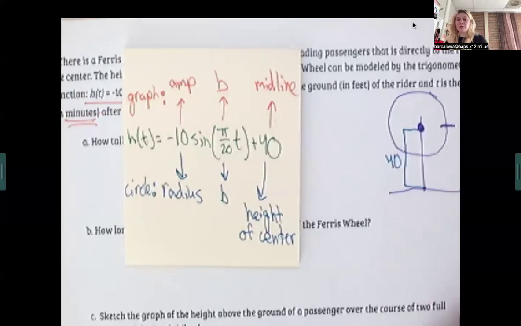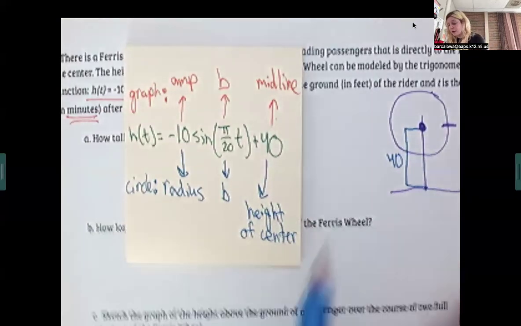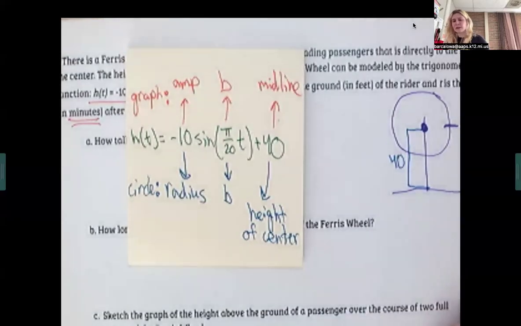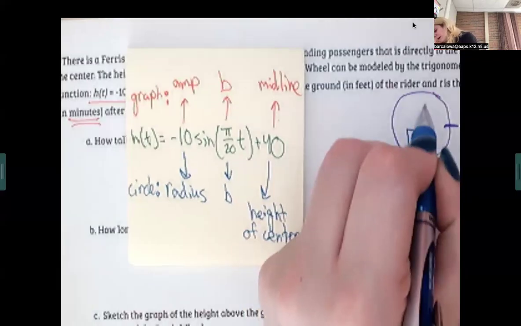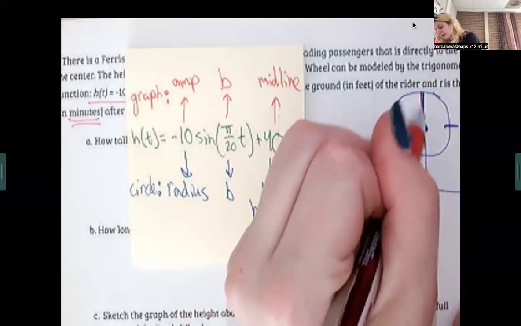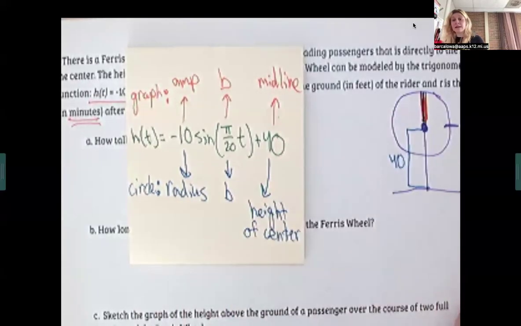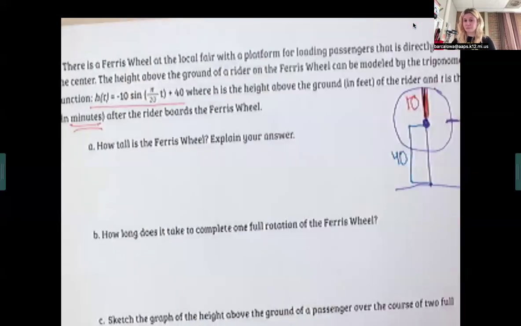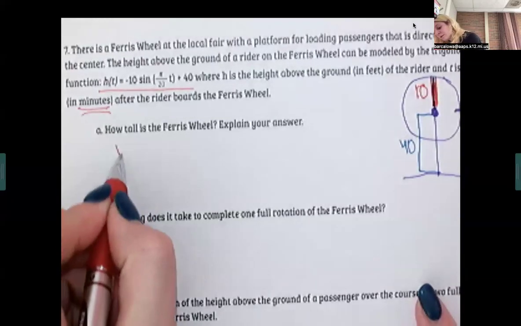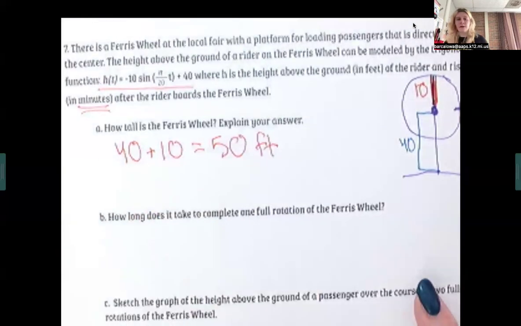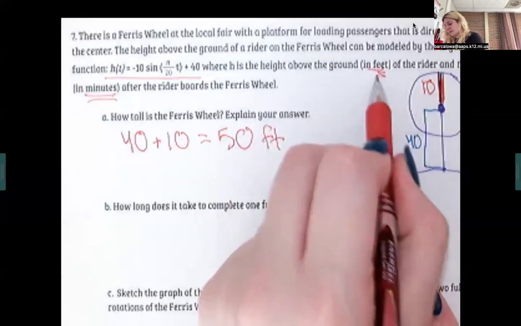Okay, they're asking me how tall. How do we measure the height of things? Usually from the ground to the top, right? So from the ground to the center is 40 feet. Okay, what other measurement could be helpful here? I need to figure out how high it is from the center to the top. What type of measurement is that? That is the radius, and our radius is 10. Okay? So how tall is the Ferris wheel? 40 plus 10, 50 feet. 50 feet tall. I know it's feet because that's what they said.